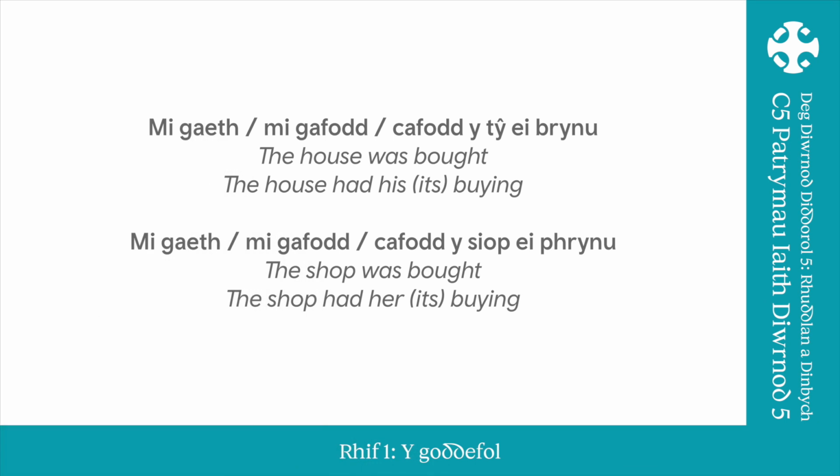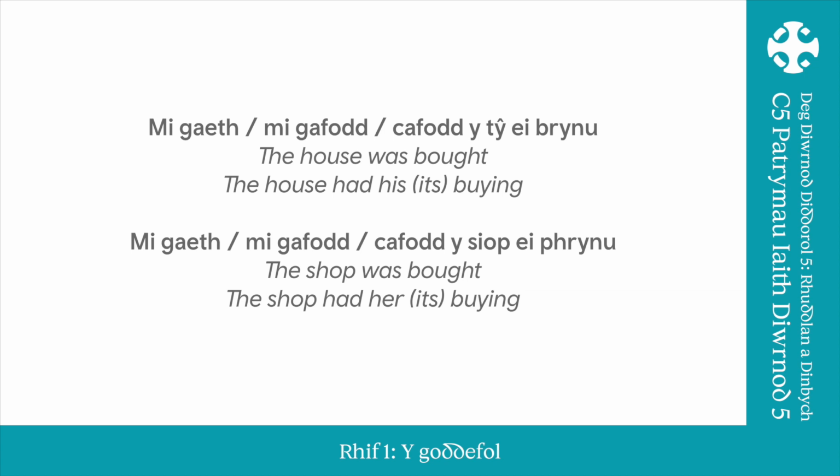If we are using the passive voice to talk about nouns, things, people, places, we use mi gaeth, although you will often see this written as mi gafodd or just cafodd as a more formal version. Mi gaeth y tŷ ei brynu. Mi gafodd y tŷ ei brynu. Cafodd y tŷ ei brynu. The house was bought.